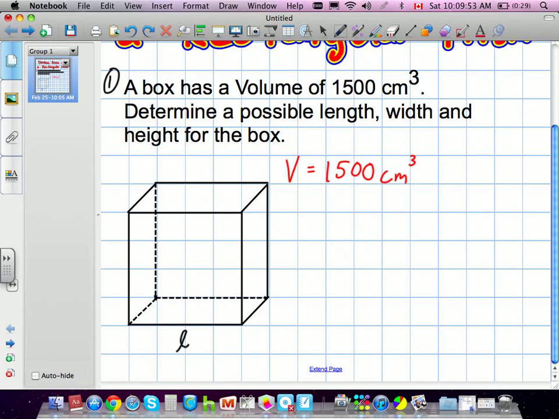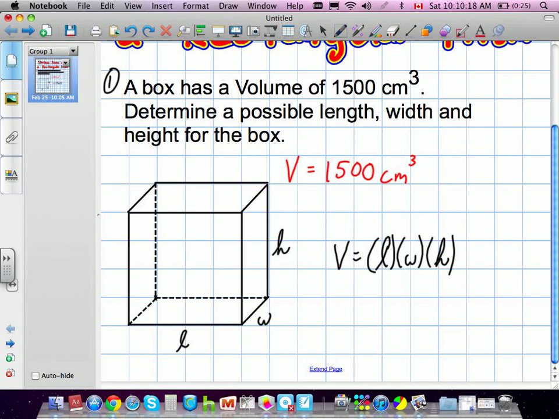Good. So let's say we're going to call this our length. I'll give it an L. We'll call this our width, and this our height. So I've named all three. In other words, our formula is V is equal to the length times the width times the height. We use letters to represent them, so then we can plug numbers in.